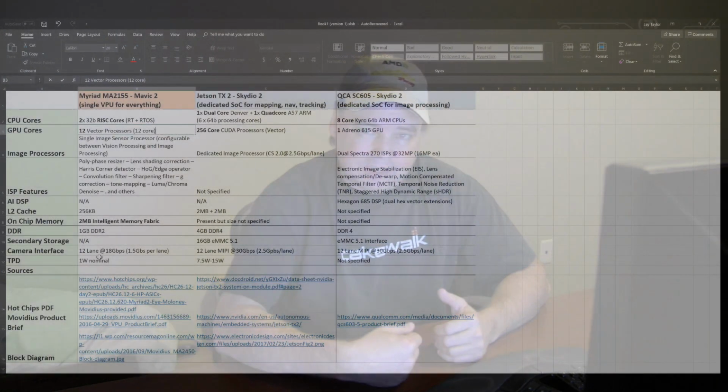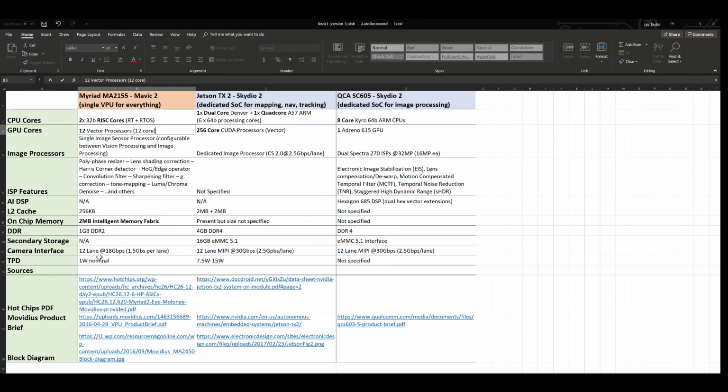Now let's take a look at what's going on with the Skydio, and this is where you start to see some very, very stark differences between the two platforms. First thing to notice is that the Skydio has 2 different SoCs. It's got the NVIDIA Jetson TX2 SoC, and it's got the Qualcomm SC605 SoC. The Qualcomm is dedicated to image processing, and the Jetson is dedicated to all the flight controls, the navigation, the mapping, object tracking. All of that stuff is going on the Jetson.